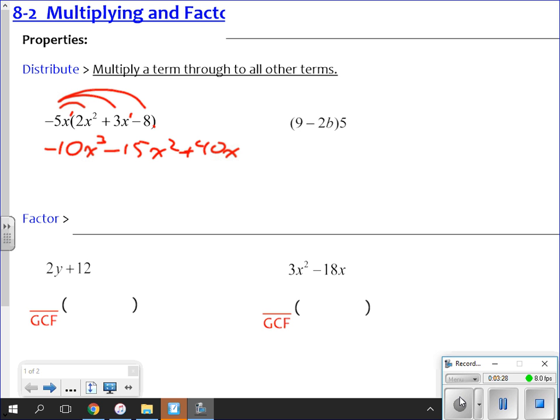Now this one's a little different. You haven't seen this very often. I have 9 minus 2b times 5. Well, that's the exact same thing as if I take this and move it to the front. It doesn't matter whether it's on the front or the back. I'm still multiplying everything inside times that 5. So if I move it to the front, same thing. 5 times 9 is 45. And then I do 5 times negative 2b, which gives me negative 10b.